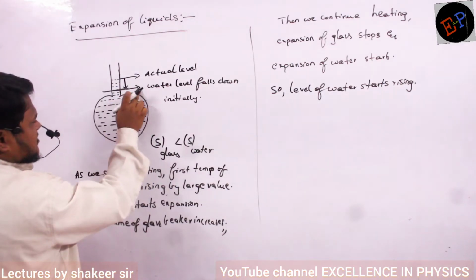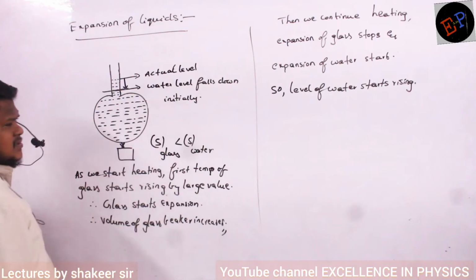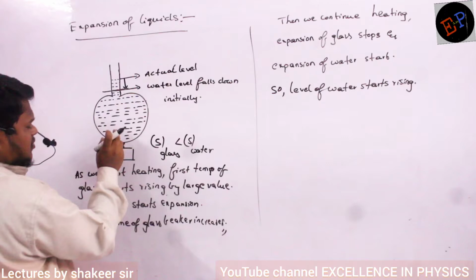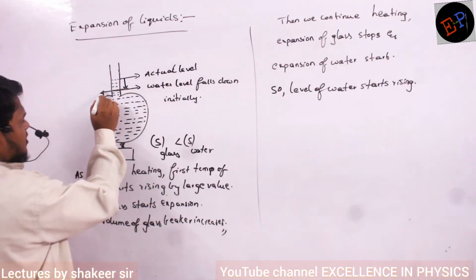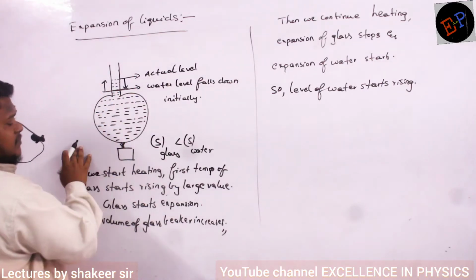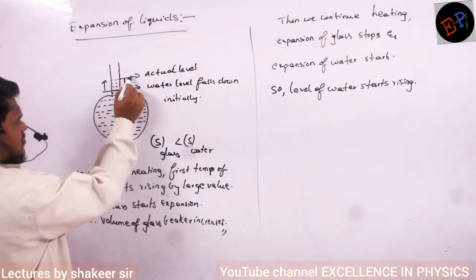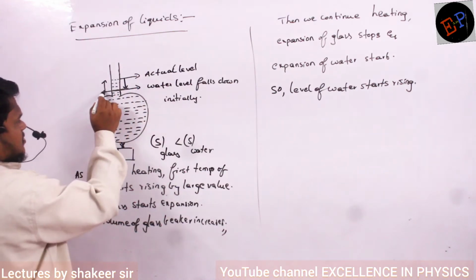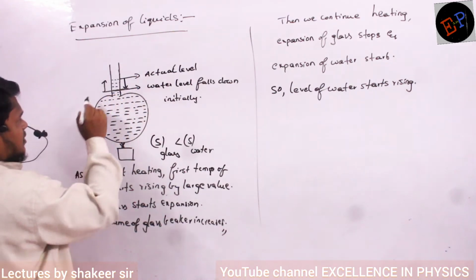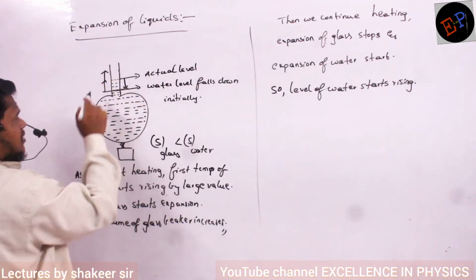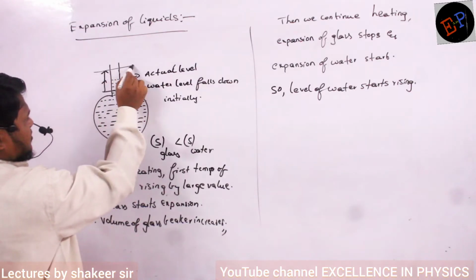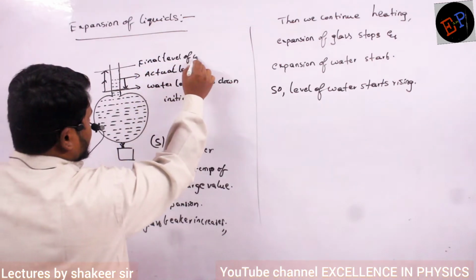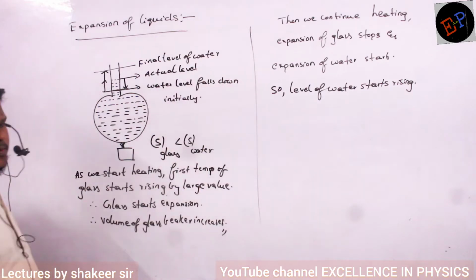So this is the level of water when glass has expanded. Clear? Now when we continue heating, what happens to the water? Now water starts expansion. So therefore water, first of all, reaches the original level. Actually, this was the original level. It has fallen down because glass has expanded. Now this water, first of all, reaches the original level, then it goes beyond the original level. So this will be the final level of water.